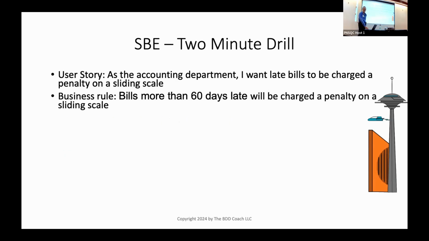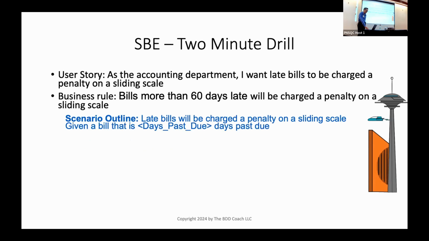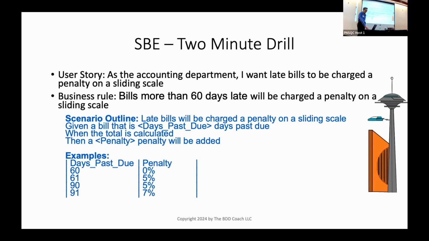And what if they're on a sliding scale? Well, same requirement, except now we have an examples table. So at 60 days, there's no penalty. At 61, we've got our 5% penalty. At 90 days, it's still 5%, but at 91, it's 7%. Product owner can change their mind, write this new requirement. We have no automation to do. It's already automated. And our requirement clearly illustrates all of the boundary conditions.